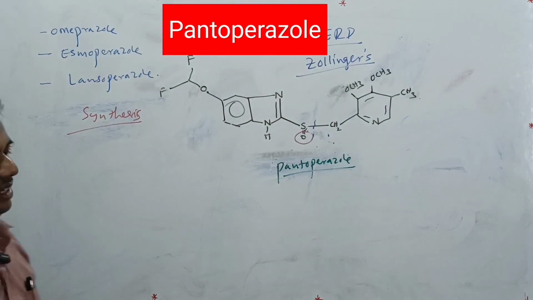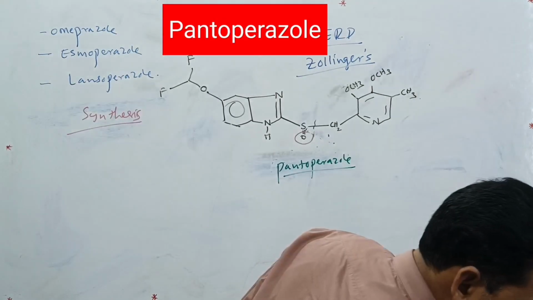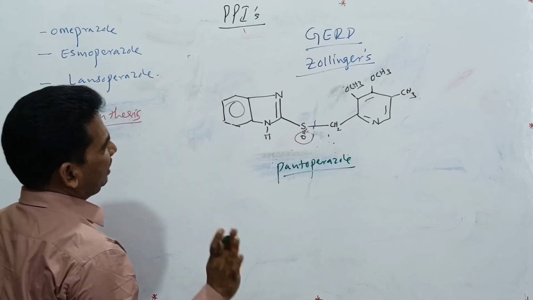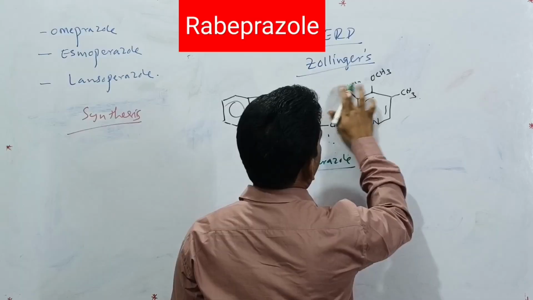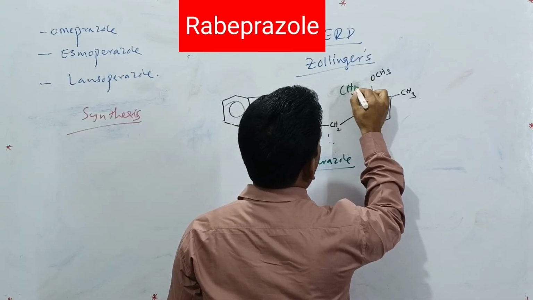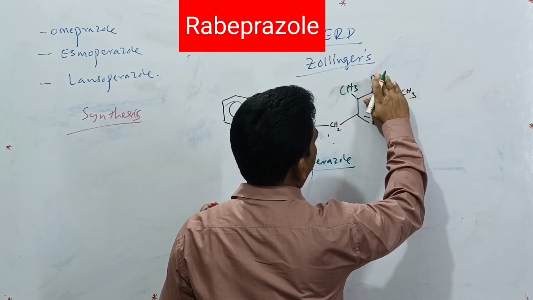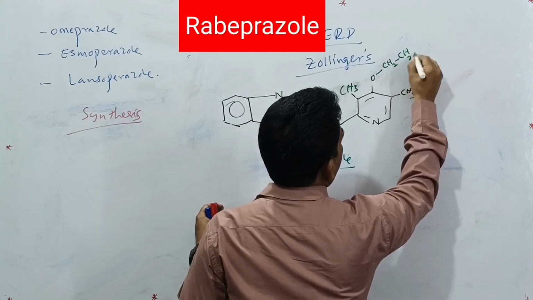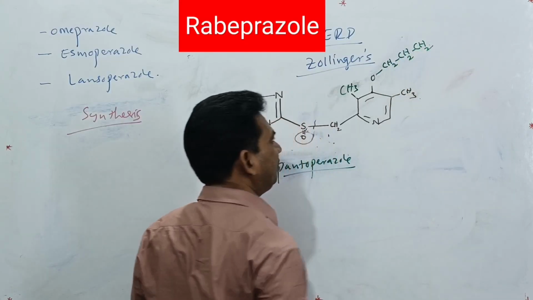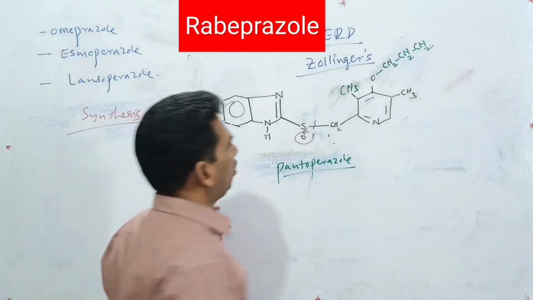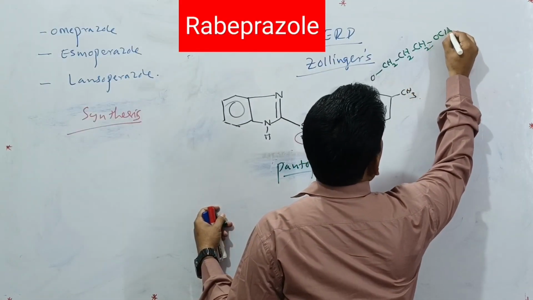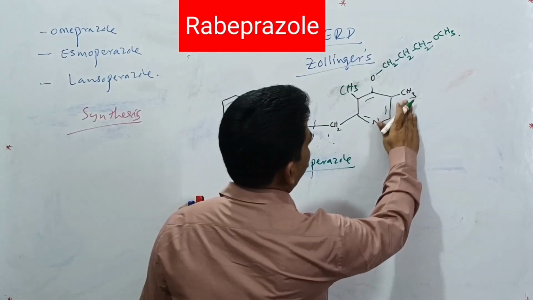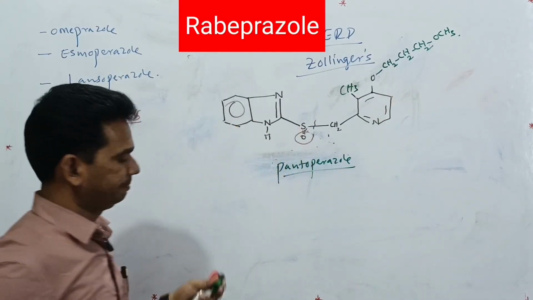Like this, the next drug is rabeprazole. Rabeprazole won't have substitution at the 5th position, no substitution. Here it will have the methyl group. Here you can see it will have the ether linkage to the propyl group. Remember this ether linkage to the propyl group, and at the end it will have another methoxy. It won't have any methyl group here.